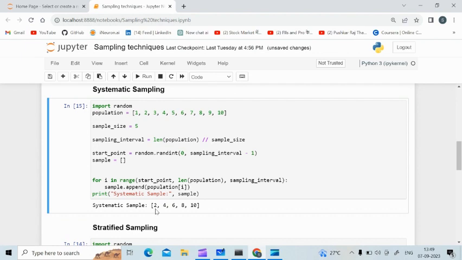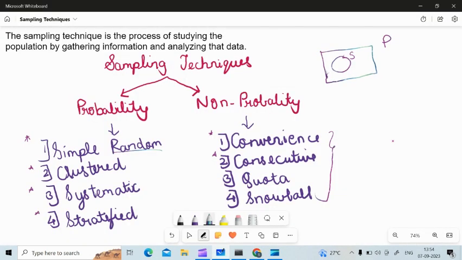So 2 is the first value, then leave 2, leave the 2 value, 1, 2, and then again leave the 2 value, 2, 1, 2, 6, leave again 2 values, 8, again 2 values, it's called 10. Okay, this is how we will be selecting. I hope you got the example. Now let's move to stratified sampling.